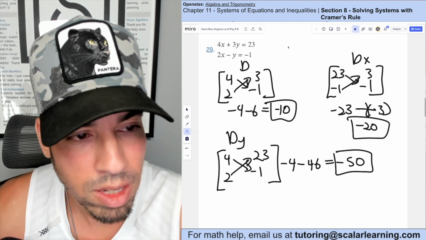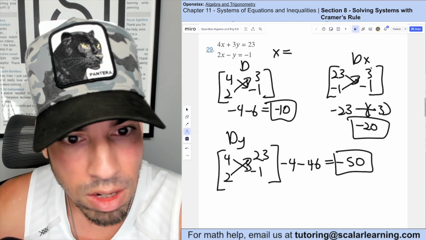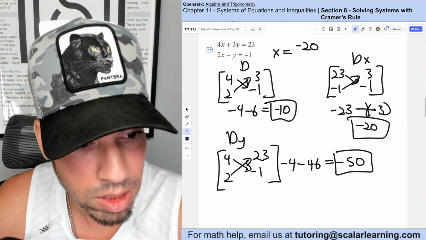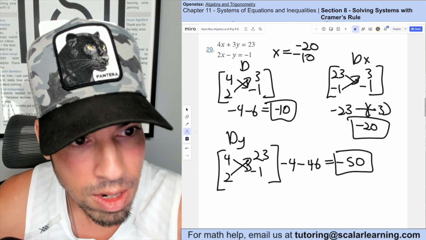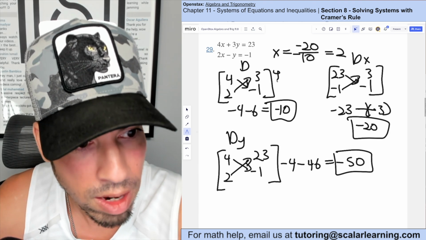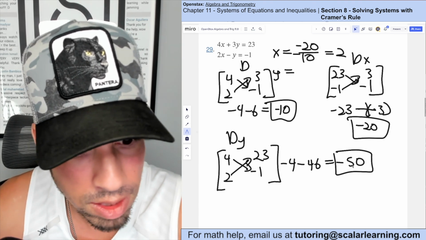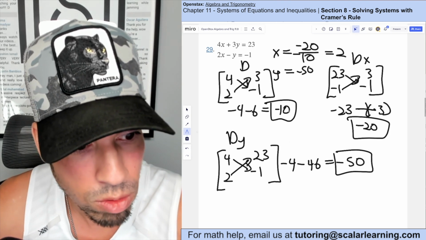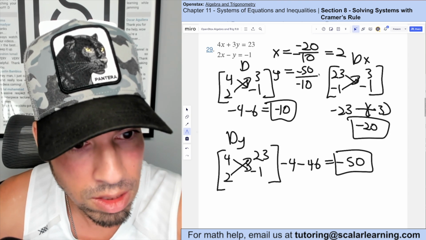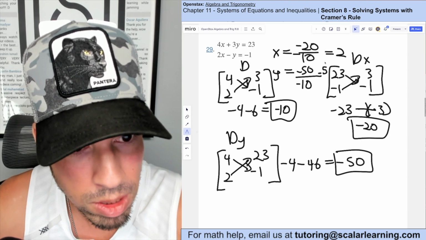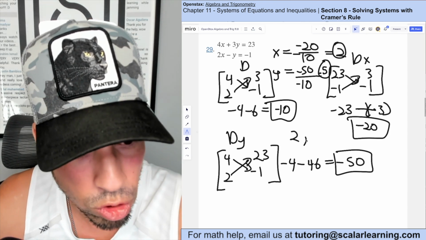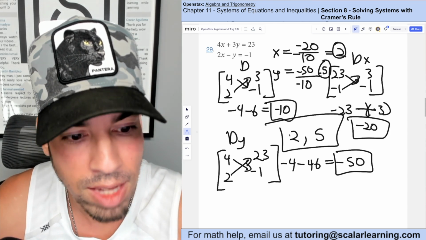Okay. Now to calculate my x value, I take the ratio of negative 20 over this d value, which is negative 10. And that's going to equal 2. And for y, it's going to be this value, negative 50, over that same d value, which is negative 10. And that's going to be 5. We're a little cramped for space here, but it's going to be 2 and 5. So our final answer in coordinate form is 2, 5. That's how you do it.